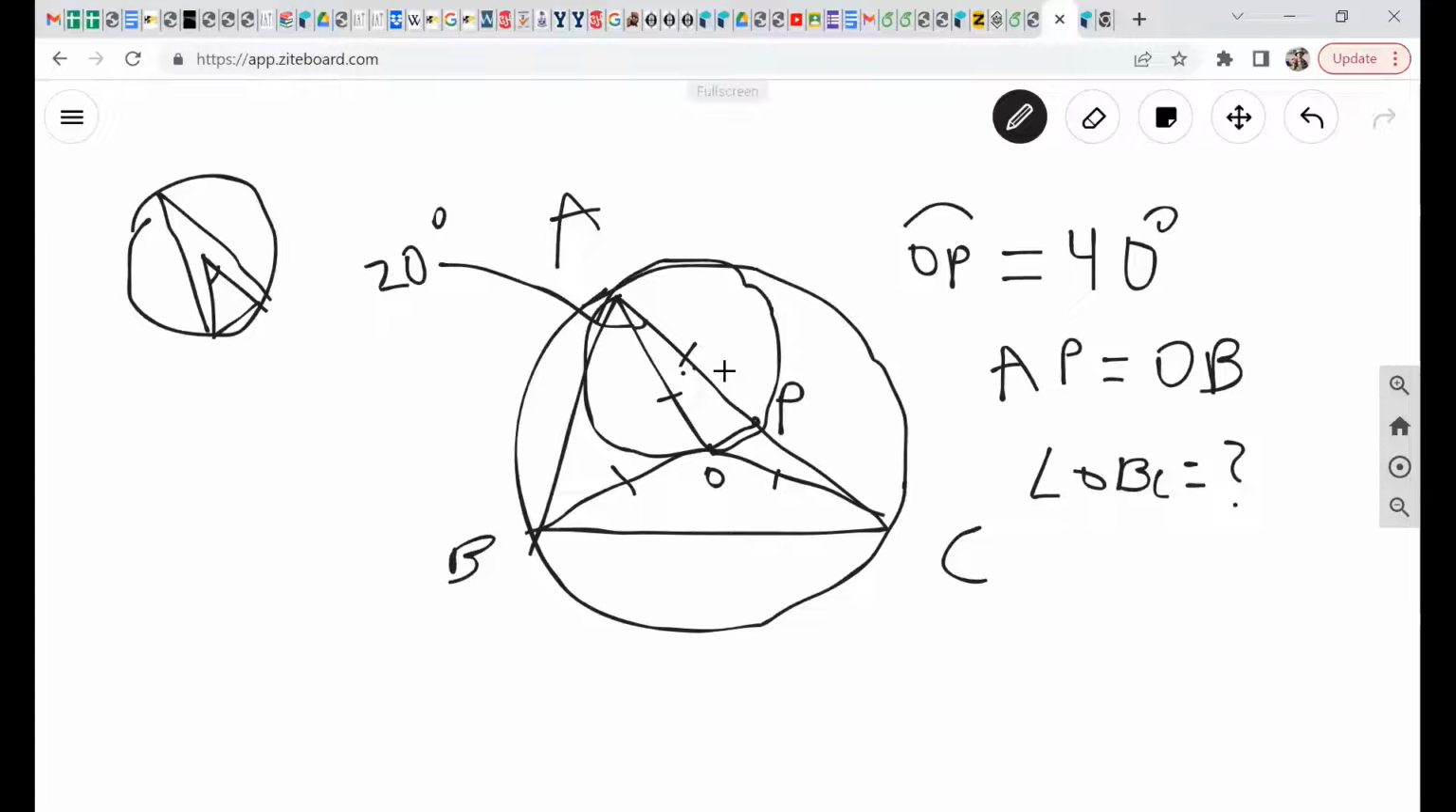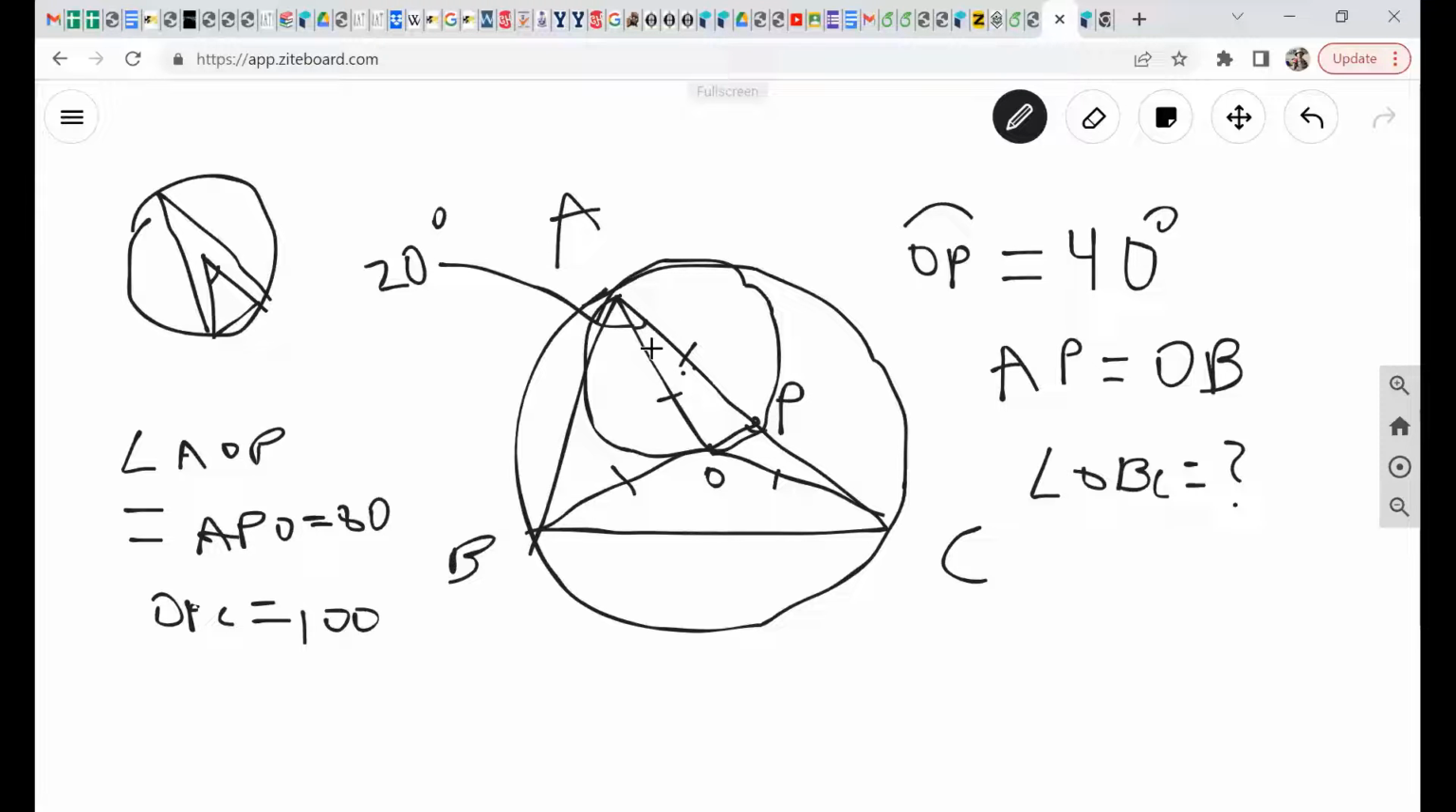So now what are we gonna do? First we know that this is isosceles, right? So angles AOP and APO are equal, so they're both 80 degrees. So these angles are both 80 degrees. That means that angle OPC is consequently 100 degrees. That's this angle right here.